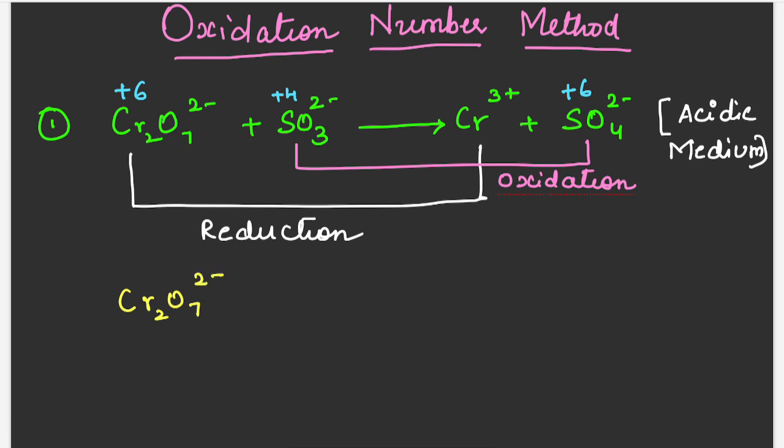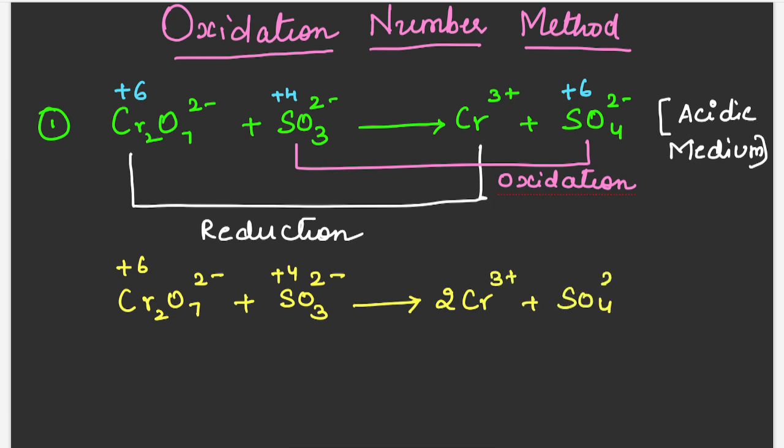Cr2O7 2 minus, and here plus 6, plus SO3 2 minus, here plus 4, giving rise to 2 times chromium plus 3, plus SO4 2 minus and plus 6. Correct? So what we have done? We have balanced the atom which is undergoing reduction. 2 times chromium, therefore I have made 2 times chromium. Sulfur, you check, there is 1 sulfur and here also 1 sulfur. So it is balanced. So this is the third step.